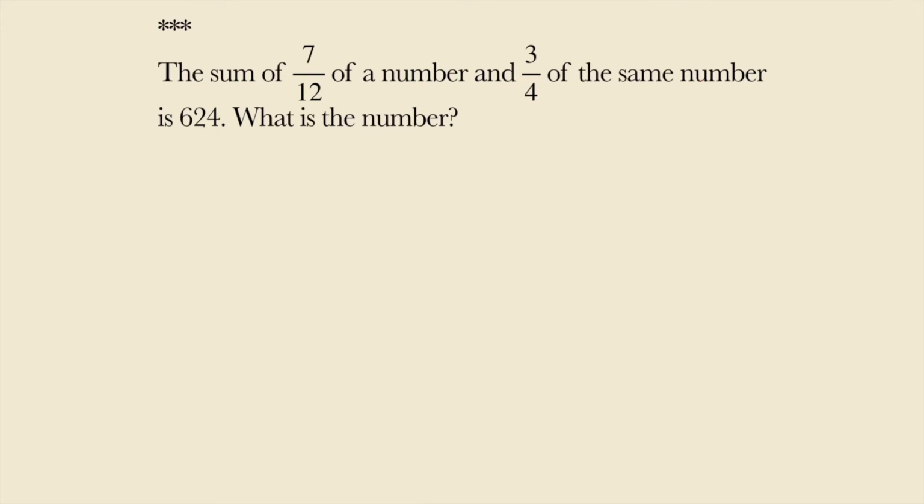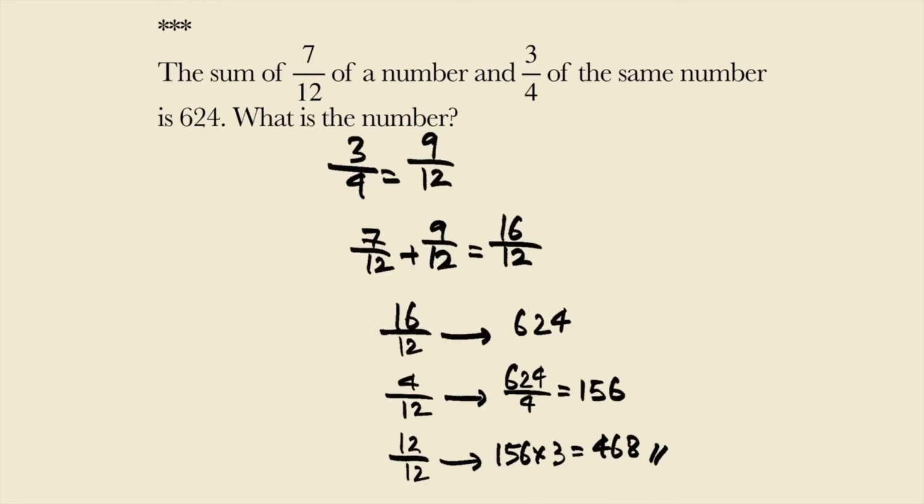Level 3, the sum of 7 over 12 of a number, okay, and 3/4 of the same number. Hang on. If the number is the same, why should the denominator be different? Because the denominator represents the entire number, doesn't it? So why is the entire number 12 units and 4 units? Shouldn't they be the same? Well, let's turn this into denominator 12, shall we? So, well, 3/4, let's turn it to 9 over 12. So now we can make sense of this.